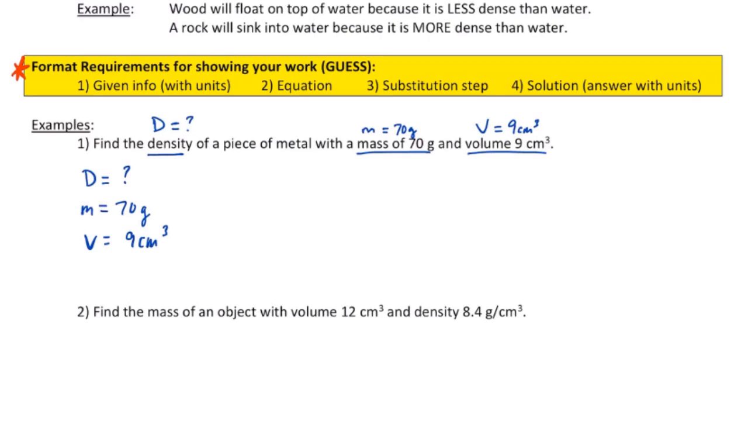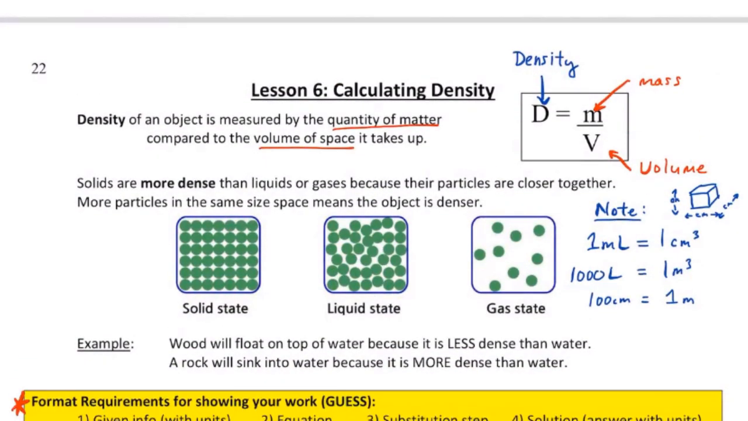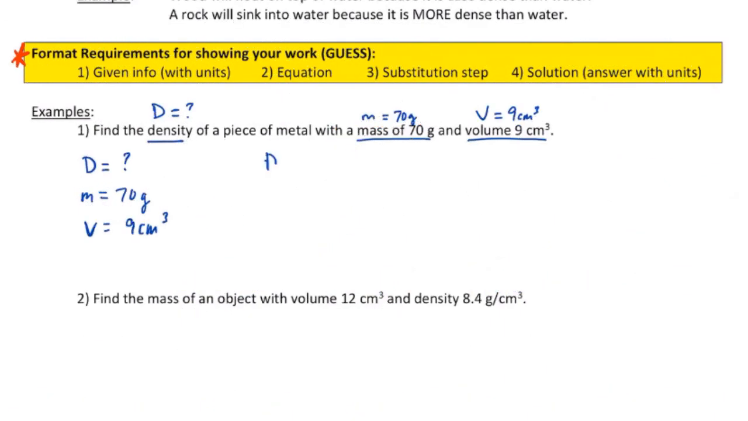Next thing you want to do is use the equation. So we scroll back up and we see what the equation is. So it's D equals M divided by V. D equals M divided by V. And I write it out just like that. Now, because it's the density that I'm looking for, I know right away that this formula is already set up and it's ready for me to use. So what you have here now on the left, you've got your number 1, given info with units. 2, you've got your equation.